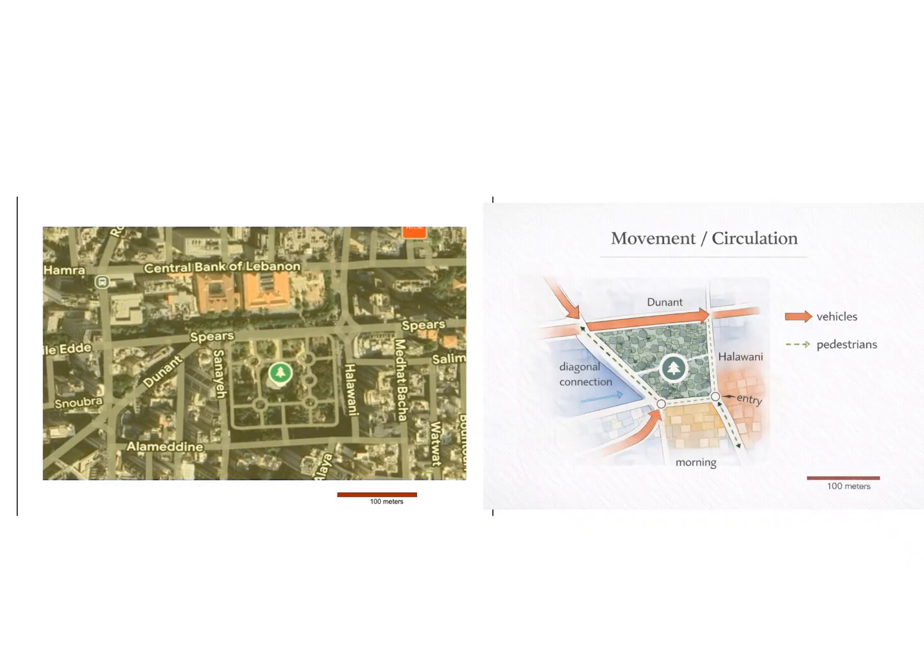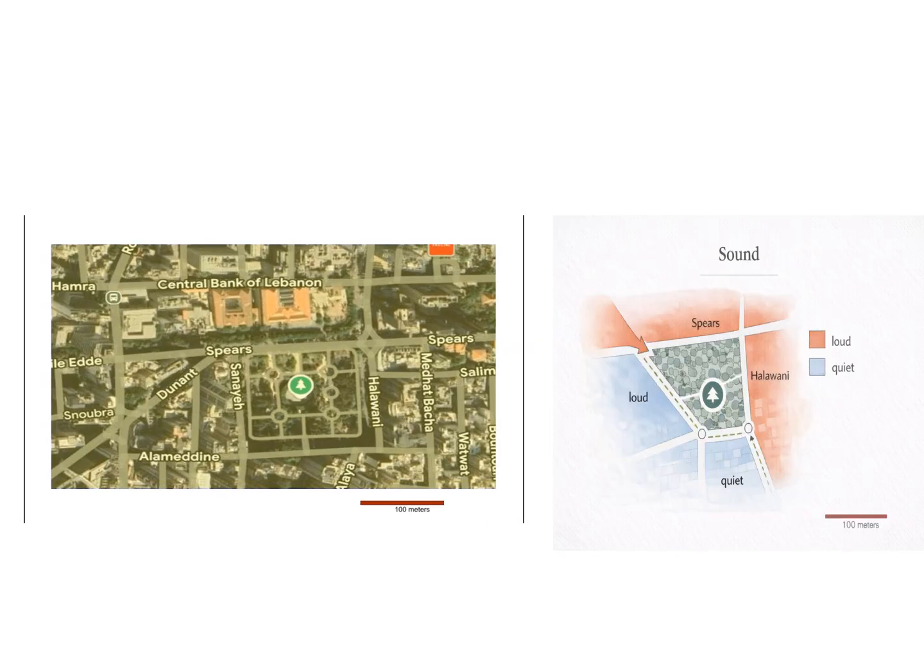Here we can see the movement around the site. Main roads carry vehicles around the park, and we can see that the park becomes a central point of circulation. The edges are loud because of traffic. The center is quieter. There's a gradient from noise to calm, and the park becomes a quiet space.